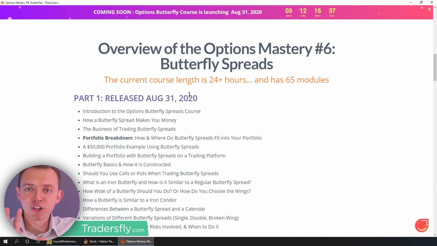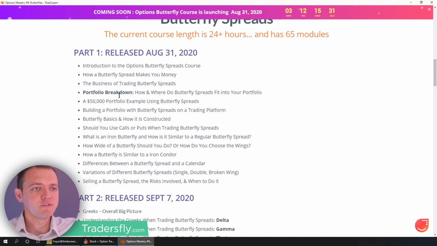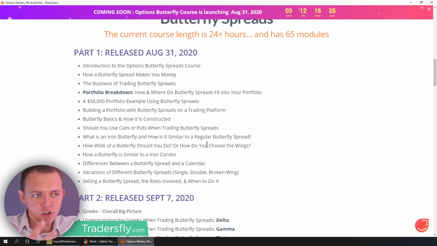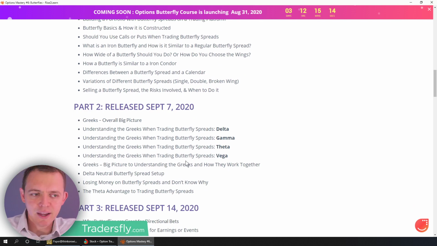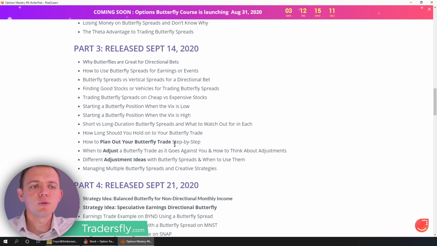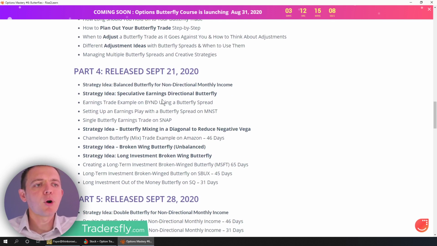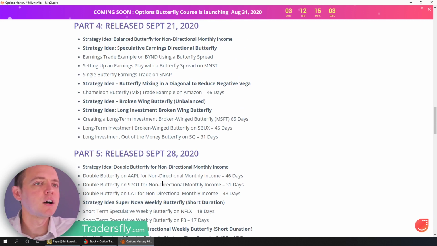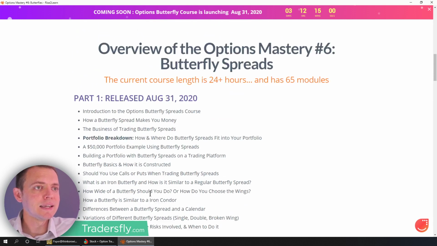Now, if you're getting this during the pre-launch segment, we're breaking the course up in sections. So part 1 is released August 31st. Part 2 released September 7th. Part 1 is basically a foundation, a good foundation floor plan to how to build out a butterfly. How does it kind of work? The differences between a butterfly spread and a calendar. With part 2, we're getting into kind of the Greeks. Part 3, we're getting into planning things out, adjustments. Part 4 and 5 are all strategy ideas. So anyways, that's kind of the bigger picture of the course, and it is detailed. It is right now about 24 hours long and 65 modules.